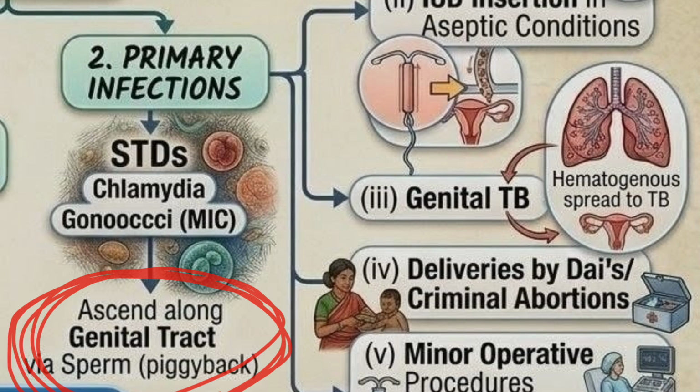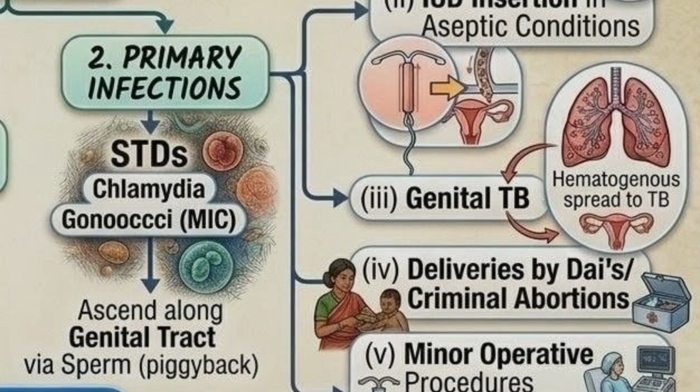But wait, what if the woman isn't sexually active? The notes show us a few other ways PID happens. For instance, genital tuberculosis. This can spread through the bloodstream from the lungs to the uterus, and it's a known cause of PID in virgins under the age of 20.